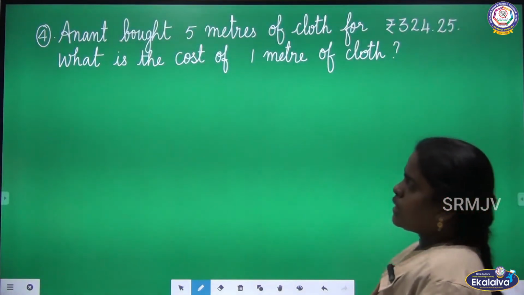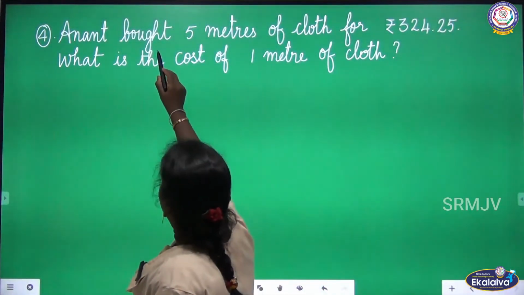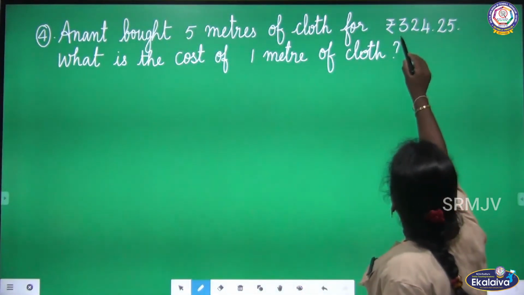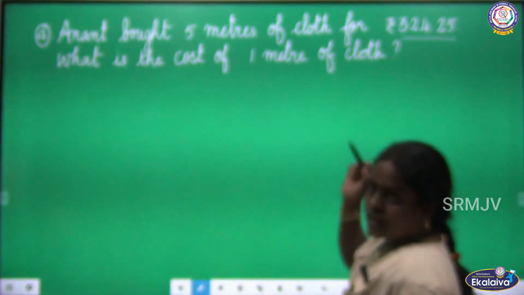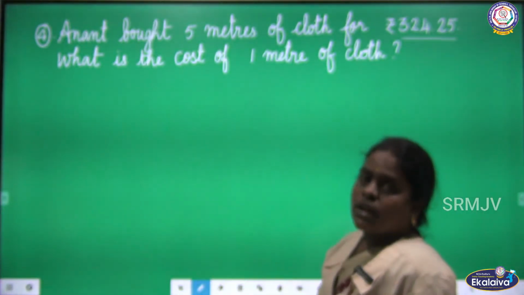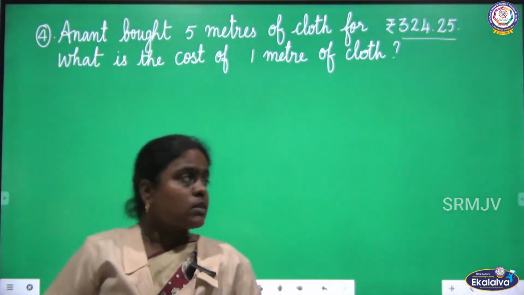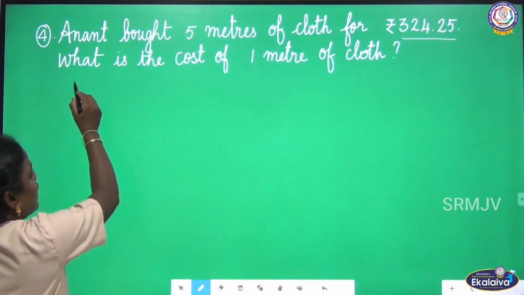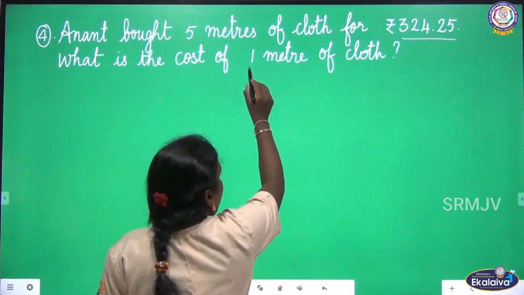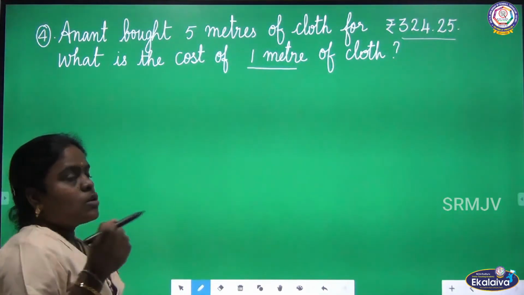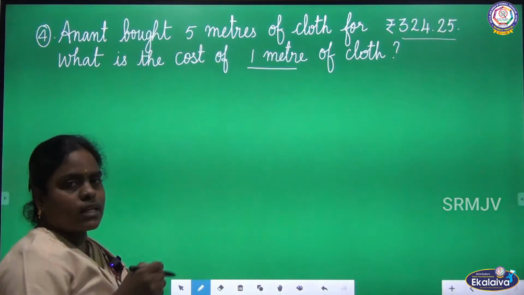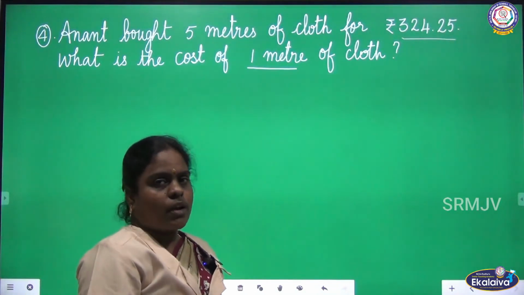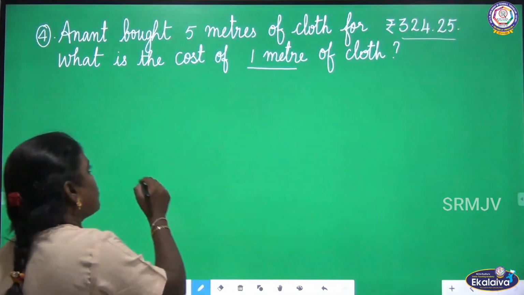Look at the next question. Anand bought 5 meters of cloth for 324 rupees and 25 paise. So here the cost of 5 meters of cloth is 324 rupees and 25 paise. We are going to find out the cost of 1 meter of cloth. So 5 meters of cloth is given. We want to find out the cost of 1 meter of cloth. So we are going to divide the amount by 5.